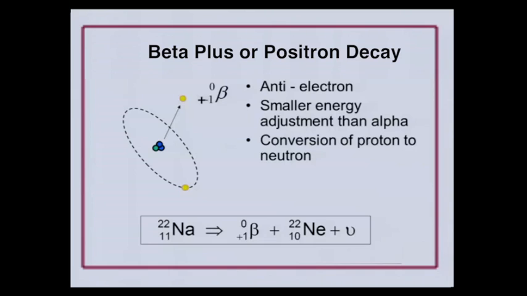Very similar again to a beta minus decay, small energy, conversion of a proton to a neutron in this case. And again, energy is emitted over a spectrum. Now, as you can see in our example down at the bottom with sodium-22 decaying to neon, the little particle that completes the equation here, instead of an antineutrino, is a neutrino. And a neutrino serves the same function in a beta plus that the antineutrino serves in the beta minus.